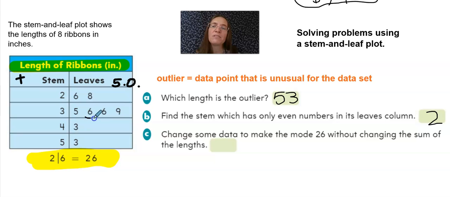Well, right now the mode is 36. 30 and 6 here, 30 and 6 here. What if I traded this 6 and this 8? That would mean I wouldn't have a different sum if I added up all of these ribbon lengths. Instead, what I would have is 26 here and 28 or 38 right here.